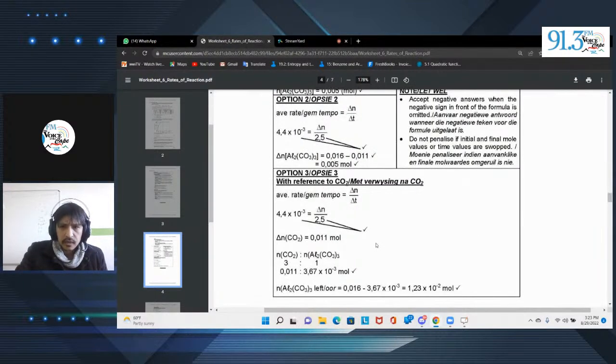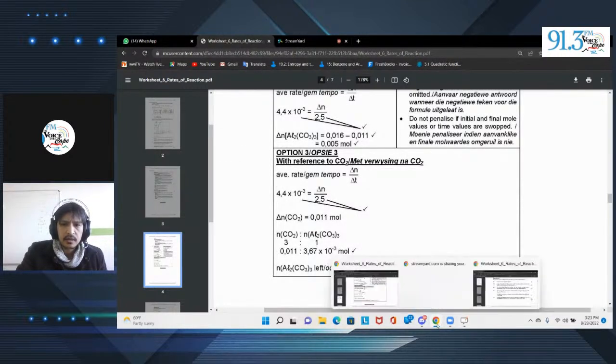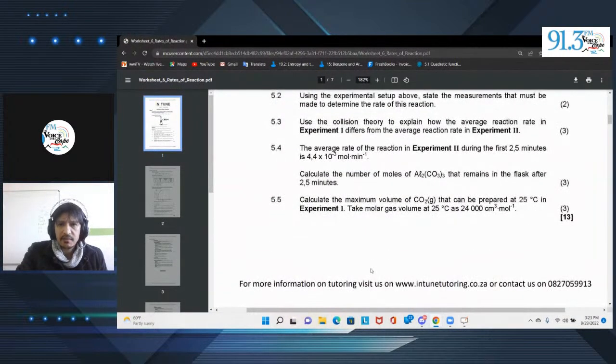Right. Let's look at the next one. Let's see here. Next page. Okay. So calculate the maximum volume of carbon dioxide that can be prepared at 25 degrees Celsius in experiment 1. Take molar gas volume at 25 degrees centigrade as 24,000 centimeters cubed per mole. Okay. Now, we'll go here. Where's my whiteboard? Okay. All right, open it up.